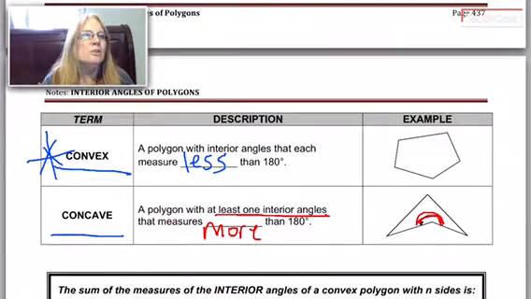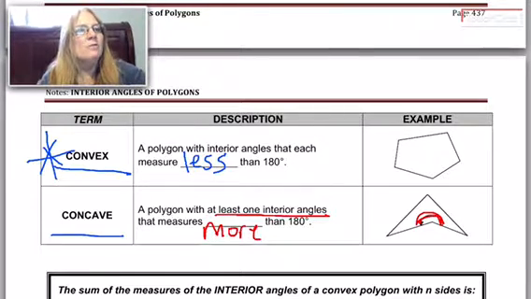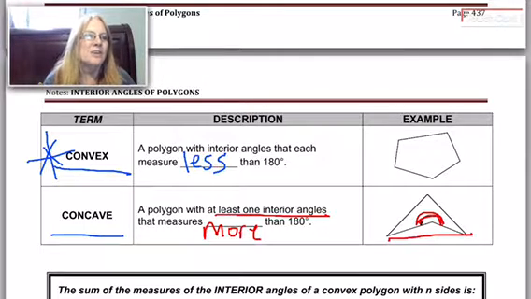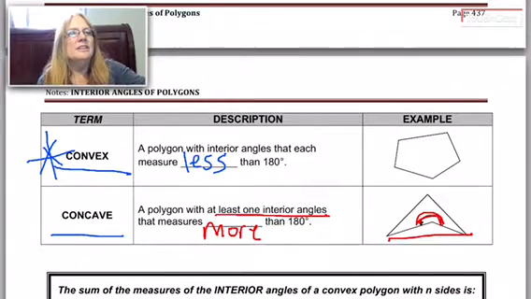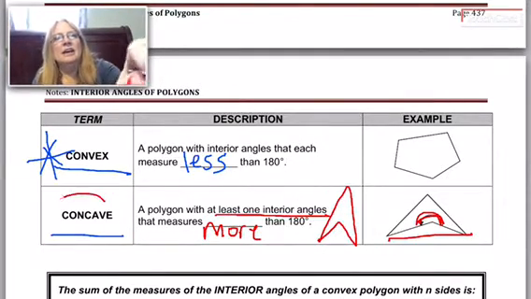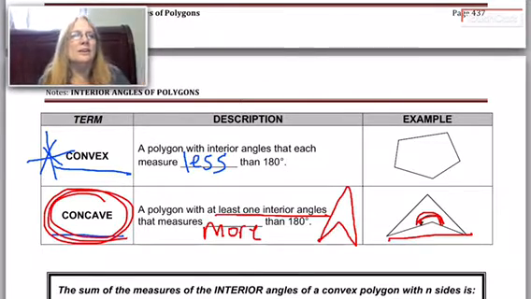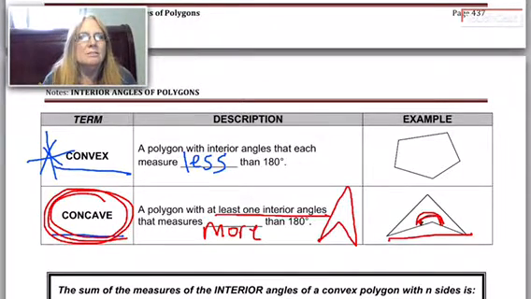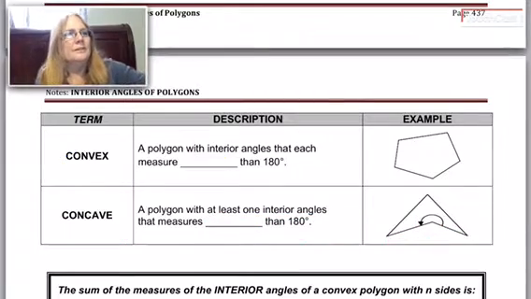Another way is if you can draw a line from one vertex to another and it goes outside the polygon, that's another way to see that it's concave. And you can think of it as the side kind of caves in on itself. So if it caves in or if it has that one interior angle that is more than 180 degrees, it is called concave. And all you really need to know about concave is how to recognize them, because those do not fit the formulas that we're going to talk about. We're only going to deal with convex. Okay?